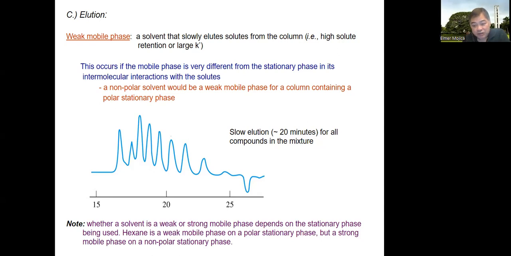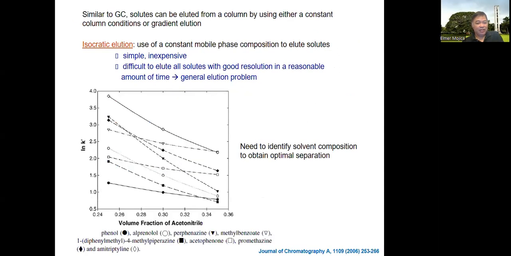So this is the advantage of LC, because in GC, it's all stationary phase. Your sample doesn't interact with the mobile phase because your mobile phase is an inert carrier gas. Okay, so hexane is a weak mobile phase on a polar stationary phase, but a strong mobile phase on a non-polar stationary phase. And similar to GC, the component that you are separating can be eluted from a column by using either constant column conditions or a gradient elution.